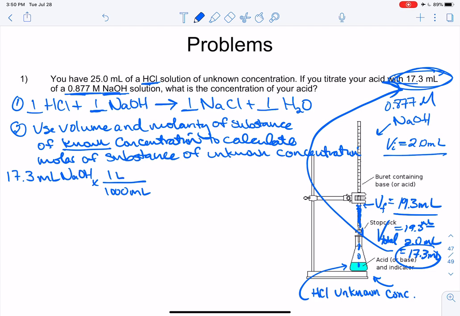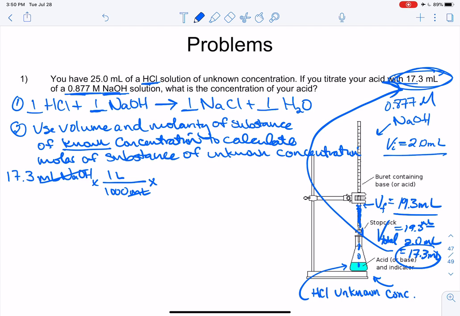And that's something you should know by now because we're almost at the end of the semester. So we definitely should know that there's 1,000 milliliters in a liter and how to do that conversion factor. So there it is. We canceled out the milliliters of NaOH. Now we're in liters, and we want to get from liters of NaOH to moles of HCl.